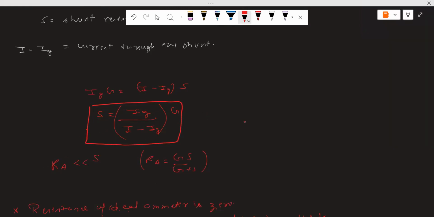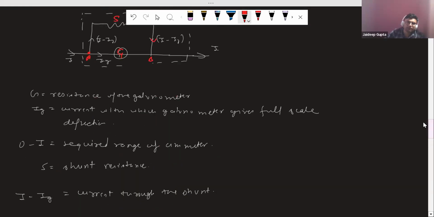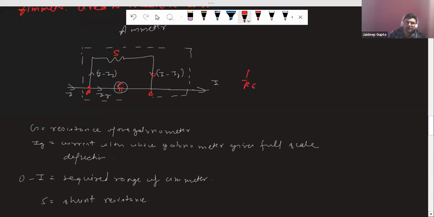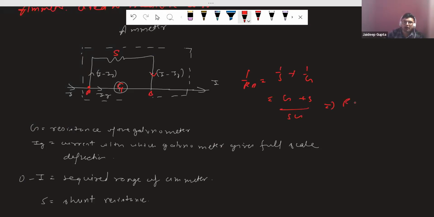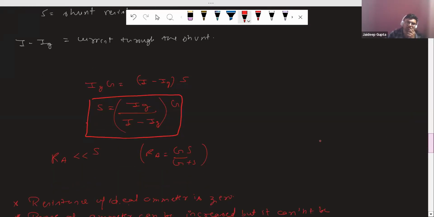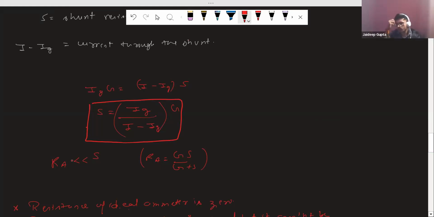What is RA, the equivalent resistance? Look, both resistances are in parallel. Let RA be the equivalent resistance of the combination. So 1 by RA equals 1 by S plus 1 by G, that is G plus S over SG. So RA equals SG over G plus S. This is the equivalent resistance in this conversion. And just remember, the shunt is smaller than G, because the resistance is minimum in parallel.